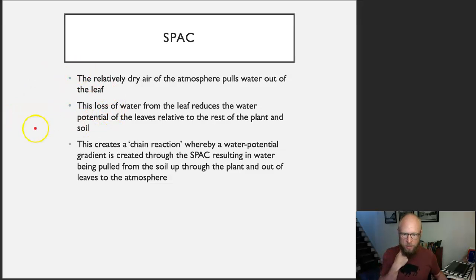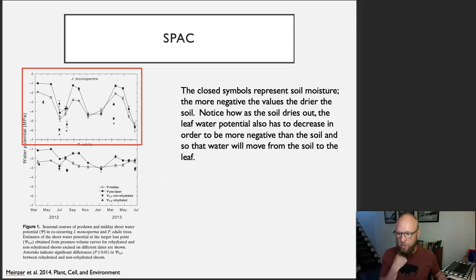I just said them, but they're here in writing for you if you want. One thing I do want to show you though is what is happening to water potential along this SPAC, or this continuum, over the course of a season.